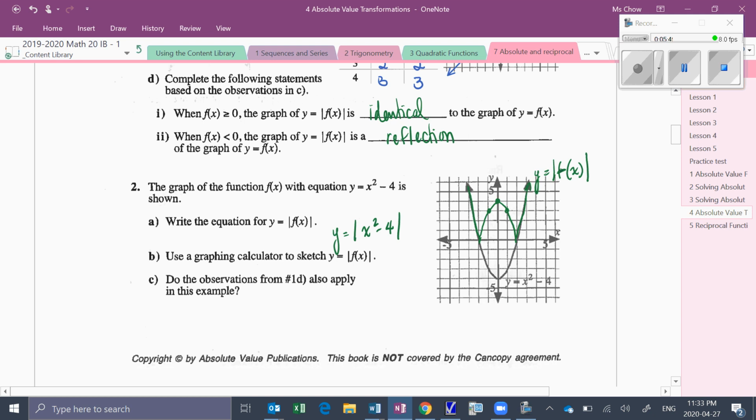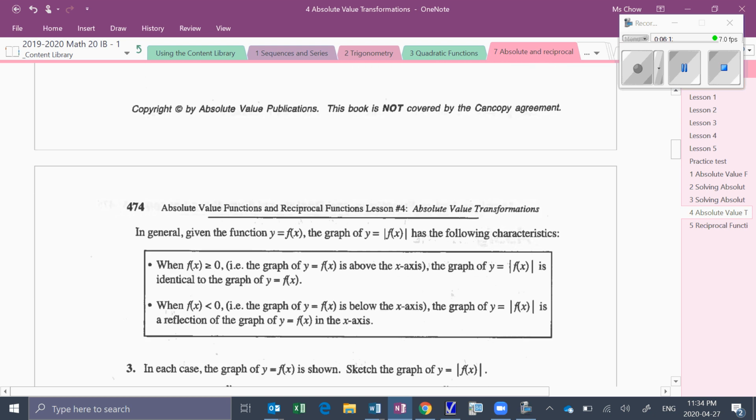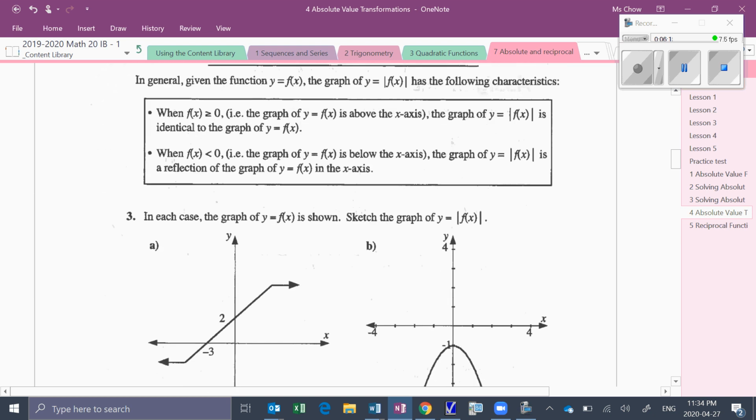Okay, and so do the observations from 1D also apply in this example? Absolutely. So anything that is already above the x-axis in the original graph stays and is identical. Anything that is below the x-axis then reflects into above the x-axis. Okay, so you can read through those characteristics, and let's take a look then.